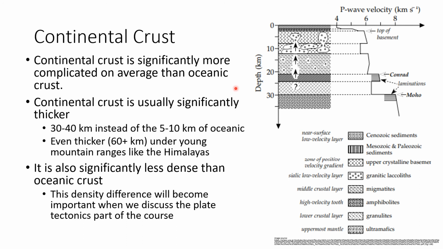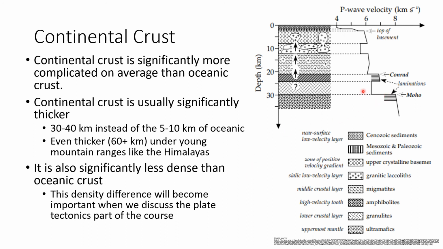Just think of it as thicker and also less dense, and that's going to be important when we talk about plate tectonics. So it's usually quite a bit thicker, about 30 to 40 kilometers, maybe really thick like 60 kilometers in some of the big mountain ranges.